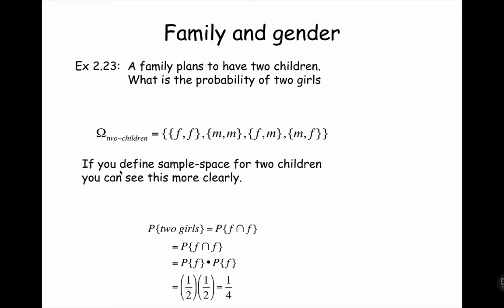Okay, so let's continue. If you define the sample space more clearly, you can kind of see this. So let's call it omega 2 children instead of just omega gender. So omega 2 children has four events. There's the female, female. There's the male, male, there's female born first, and there's male born first. Okay? So we see that there are four events. So now it's a lot more clear if you expand out the definition. Instead of just gender, with the two children sample space, it's a lot clearer to see that the probability of having two girls, each one of these events being equiprobable, is one out of four. Okay? All right. Any questions about this? Does that make sense?